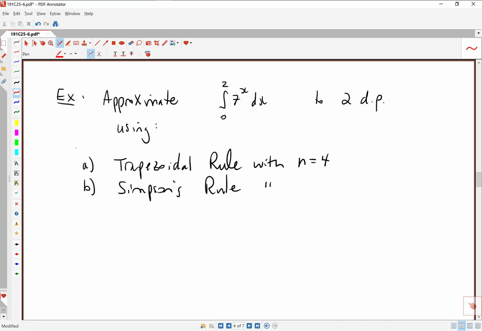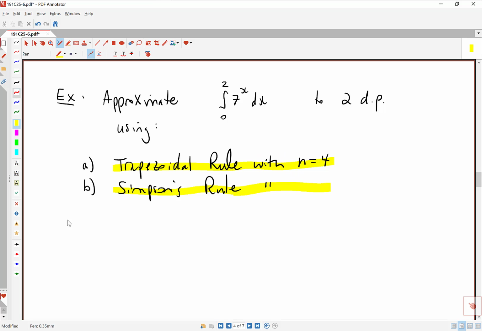So this will be our last problem, and this is really going to summarize what we said over this video and the previous one. It's going to allow us to compare Simpson's rule with the trapezoidal rule. So what we want to do is approximate this integral here. We want to do that to 2 decimal places. And we're going to do 2 parts. In the first part, we're going to do it using the trapezoidal rule with 4 intervals. And in the second part, we're going to do the same thing, but with Simpson's rule, using the exact same number of intervals. And we want to figure out which rule performs better.